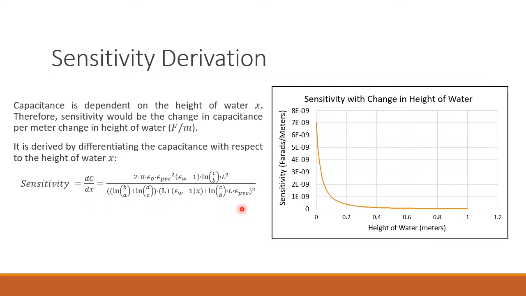This relationship is plotted in the following graph, which illustrates the sensitivity measured in farads per meter as a function of the height of the water in meters. Notice as the height of the water increases, we see that the sensitivity begins to approach 0.